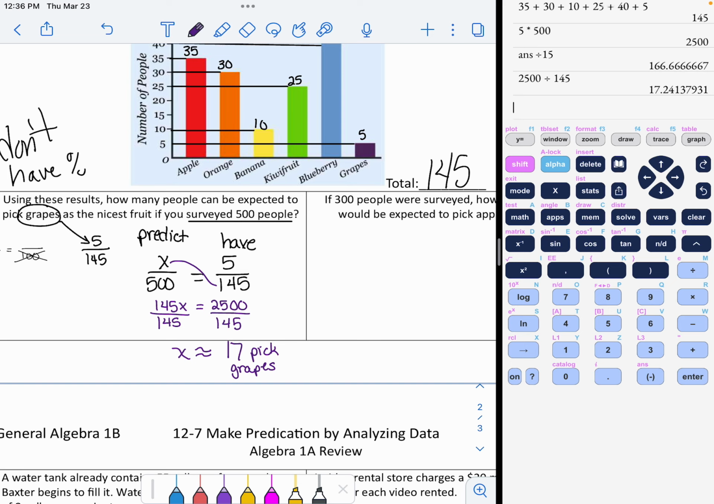I was going to say that 166 seemed way too high because that was such a low number who picked grapes. Okay. Sorry, guys. If you didn't notice, I did divide by 15. I must have missed the 4 when I typed. Okay, so much better now.